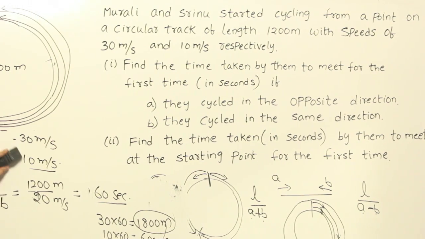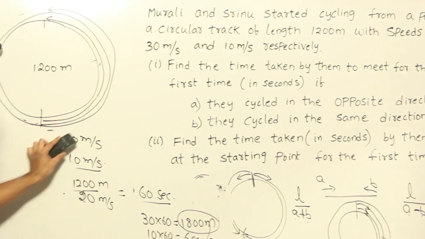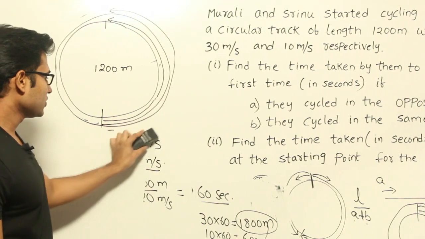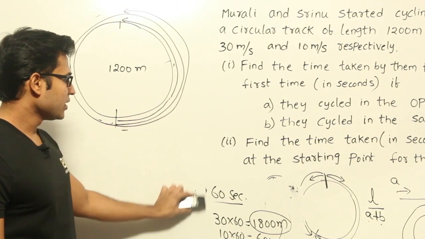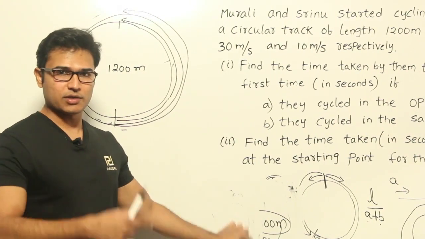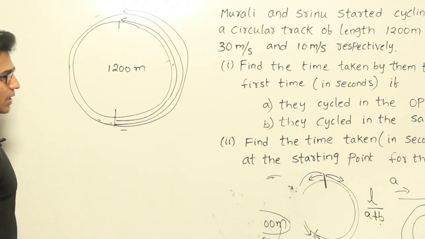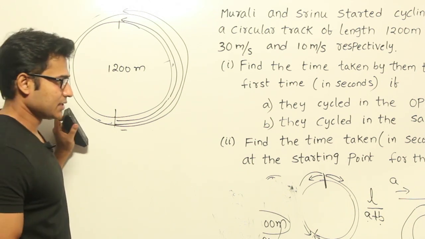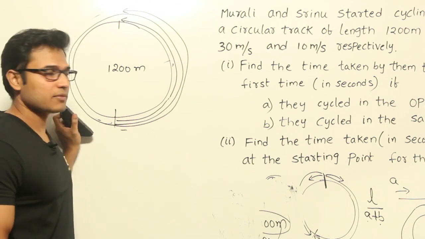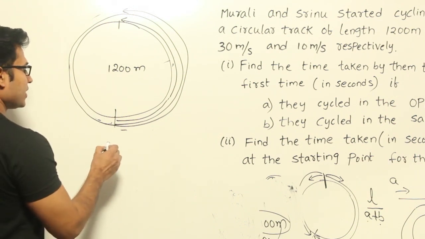So here we are not interested in just meeting at some point, we just want to see that both of them are going to meet at the same point, which is the starting point. So now I told you that we are going to use the method of LCM of the times taken by them. So let us see what I mean by this.